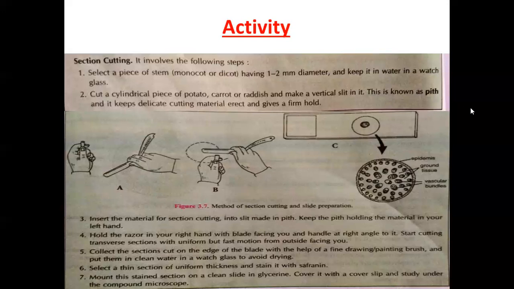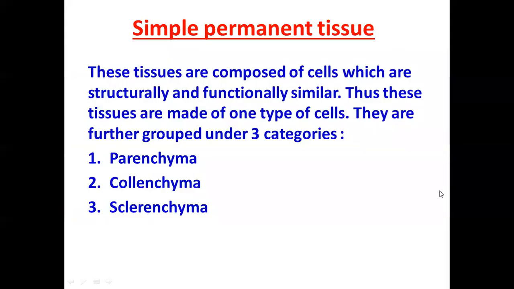What are the things we are observing? You can see epidermis, then ground tissue, then vascular bundles. Now next is simple permanent tissue. What is the simple permanent tissue?